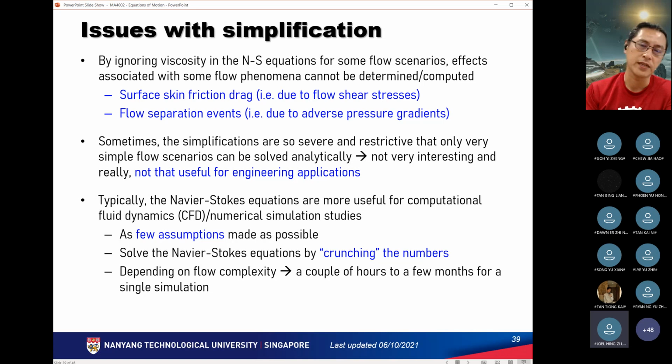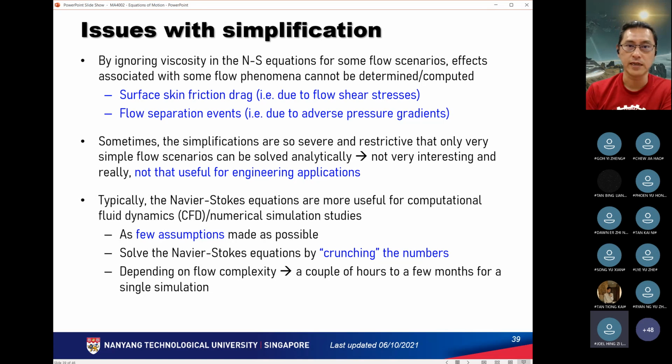What we tend to do with the Navier-Stokes equations is to make as few simplifications as possible. Basically, we make use of whatever equations we have and solve them by CFD, by simulations. We crunch the numbers. Now we have to come up with codes that describe the partial differential equations.